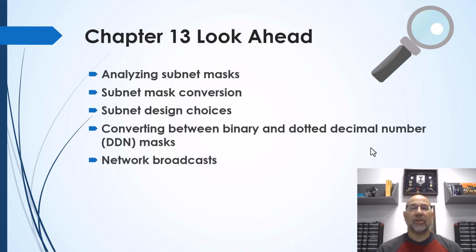The Chapter 13 look ahead: we're going to do some analyzing of subnet masks, so we're going to dive right in there. We're going to do some conversions, some design choices, and more of the binary stuff. We're going to take a look at the binary conversion to the dotted decimal or DDN masks. And then we're going to talk a little bit more about network broadcasts.